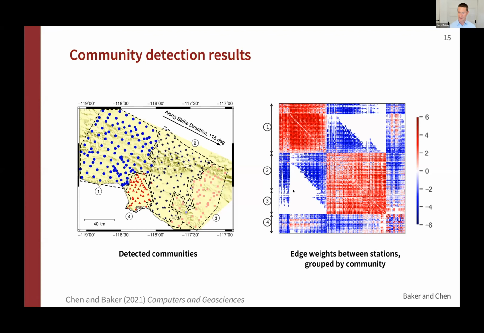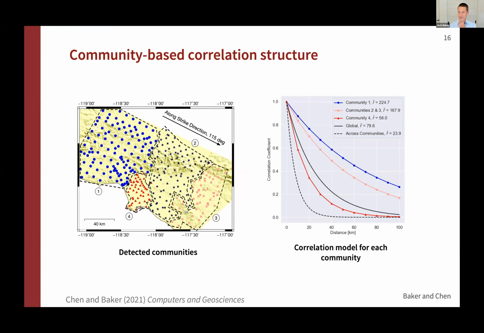There's also some big patches of white here. I'll say when we had stations more than 100 kilometers apart, we didn't include them in the graph. They were a little noisy and we didn't expect to see any correlation. So we just pulled those out and now leave some white in the graph. And so it's kind of interesting.